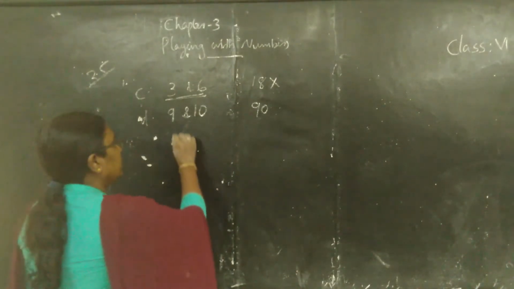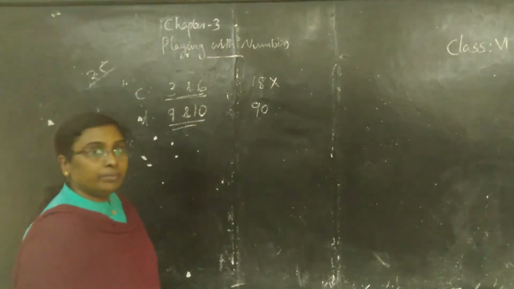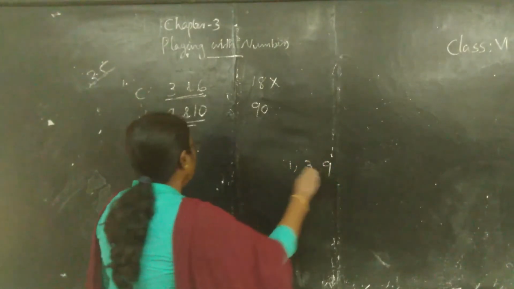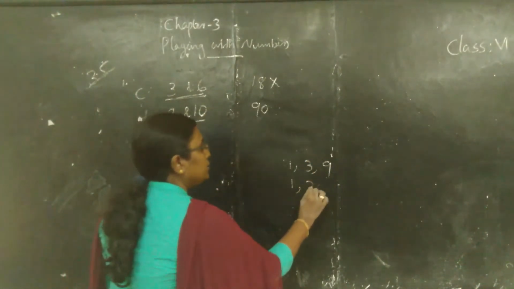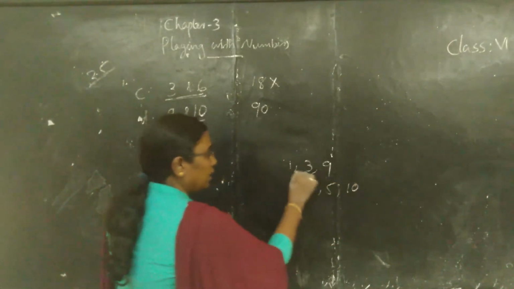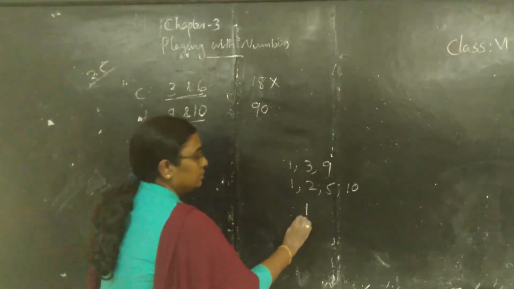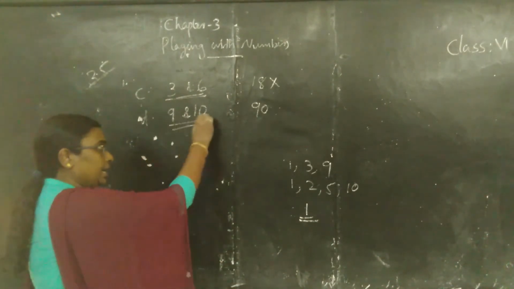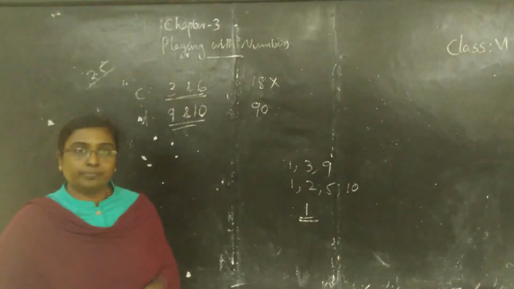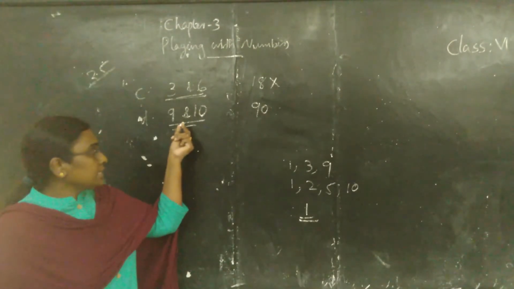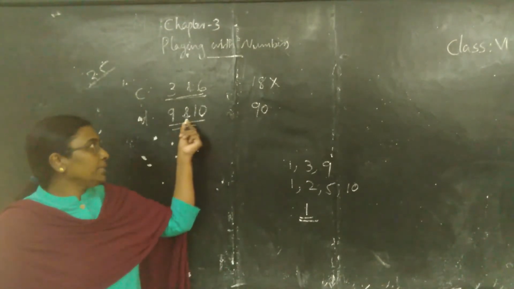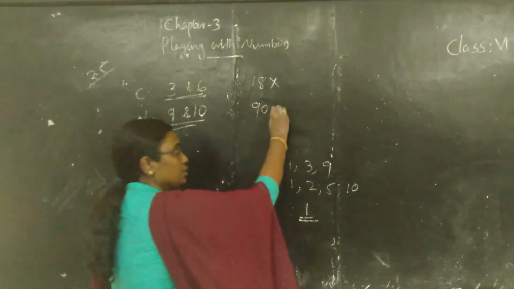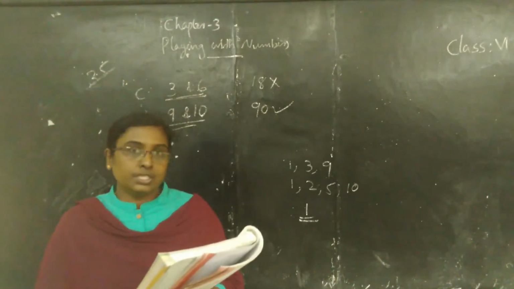So, that statement is false. In question number D, 9 and 10 are co-prime numbers. The factors of 9 are 1, 3 and 9. Factors of 10 are 1, 2, 5 and 10. The common factor of these two is only 1. Therefore, 9 and 10 are co-prime numbers. So we can say that the number is divisible by the product of these two numbers, 9 into 10, 90. So this is true.